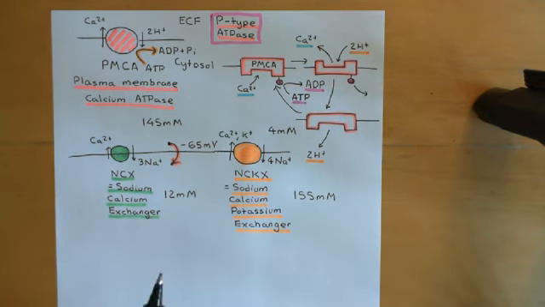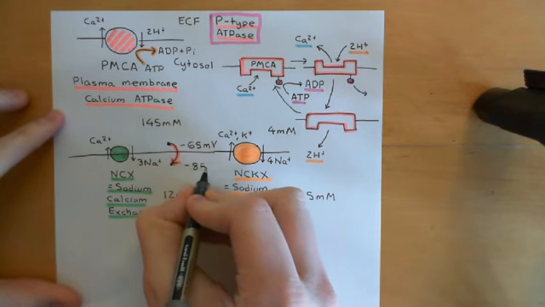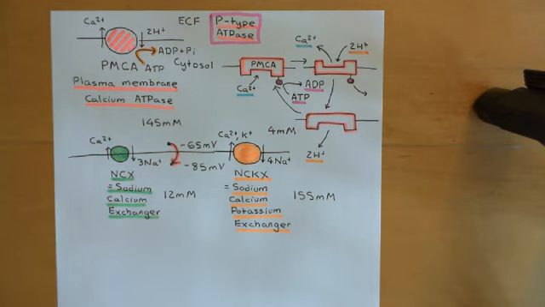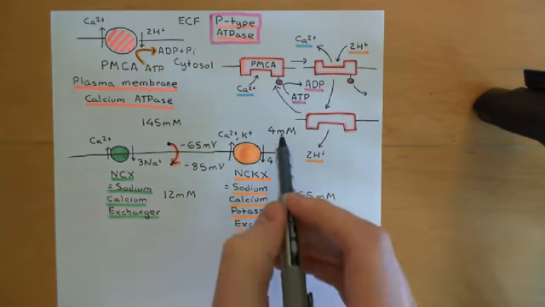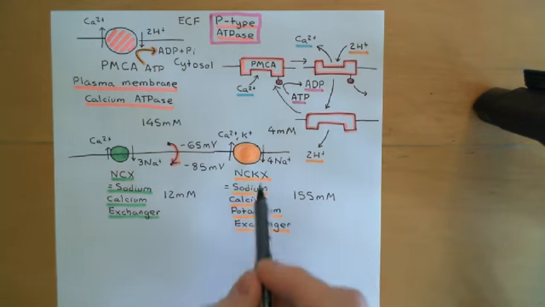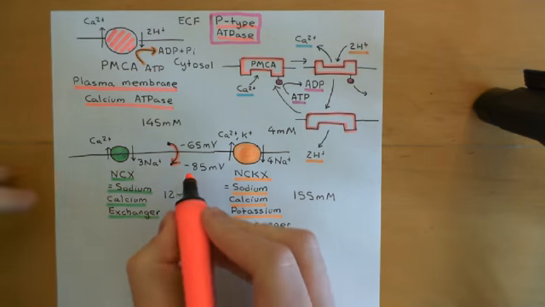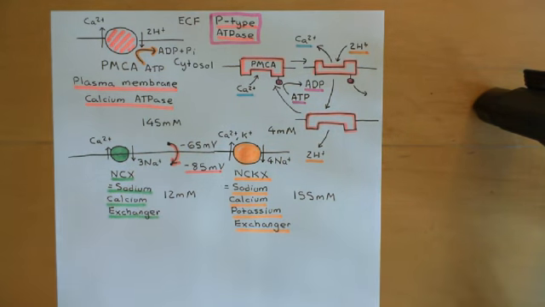You'd have to take the electrical gradient down to negative 85 millivolts, the Nernst potential for potassium, in order for this electrical gradient to be strong enough to match this concentration gradient. And obviously negative 65 millivolts isn't strong enough. So potassium does have an electrochemical gradient favouring its movement out of the cell.